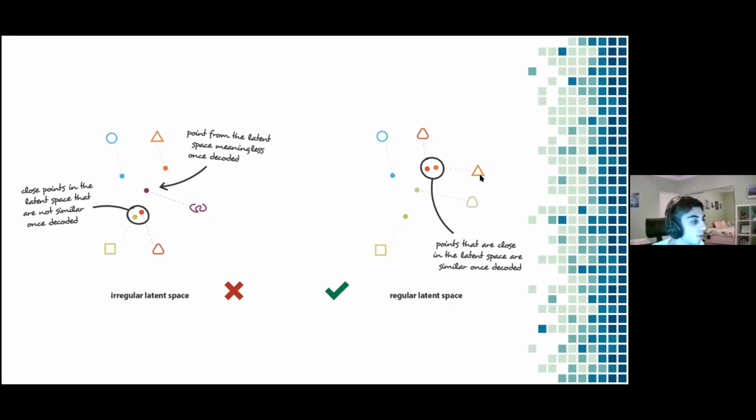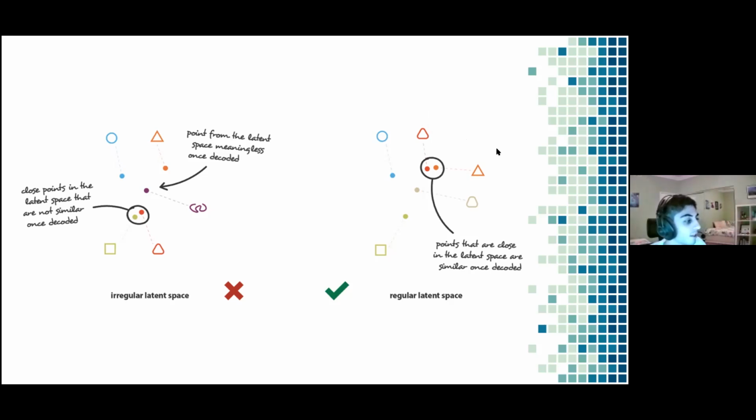And then if you sample a point close to it, between the triangle and the circle, you're going to get a triangle with rounded edges, right? And that makes sense because the circle is completely round, and the triangle has three sides and they're all very sharp. So if I go between my triangle and my circle in my space, then I'm going to get something that's between a triangle and a circle, right?